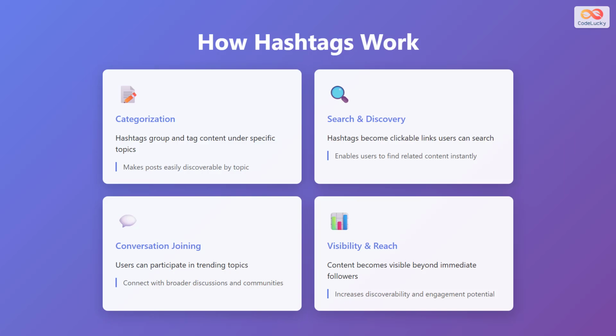Hashtags work in 4 main ways. First, they categorize content. When you add a hashtag to a post, you're tagging it with a specific topic or theme. Second, hashtags enable search and discovery. They become clickable links that users can search to find all posts using the same hashtag. Third, hashtags allow people to join conversations. Users can participate in trending topics and connect with broader discussions happening across the platform. Finally, hashtags increase visibility and reach. Content becomes visible beyond your immediate followers, increasing the chances of engagement and discovery by new audiences interested in that topic.